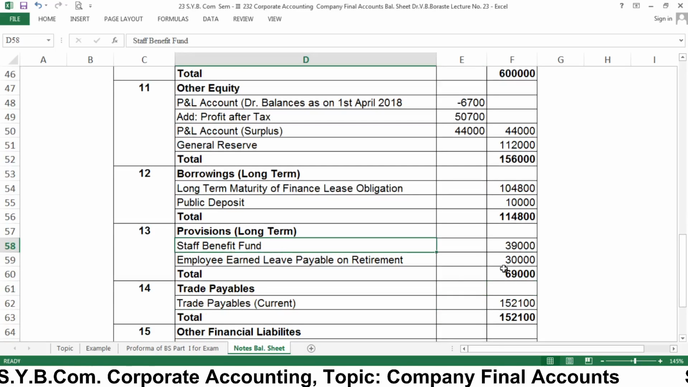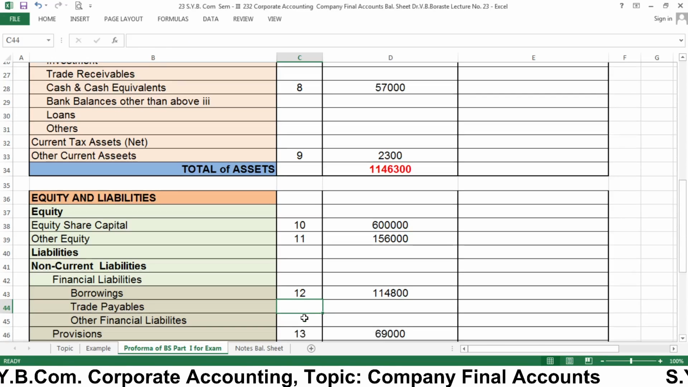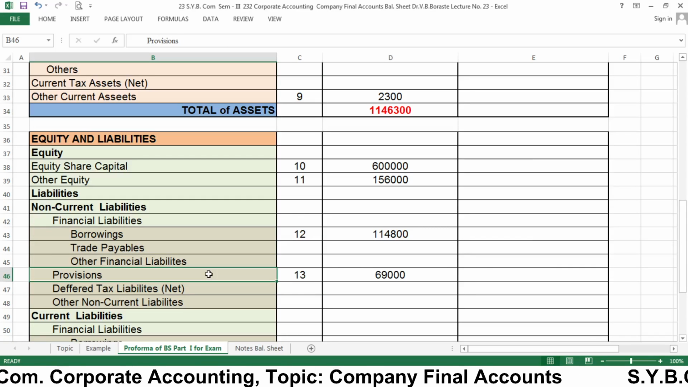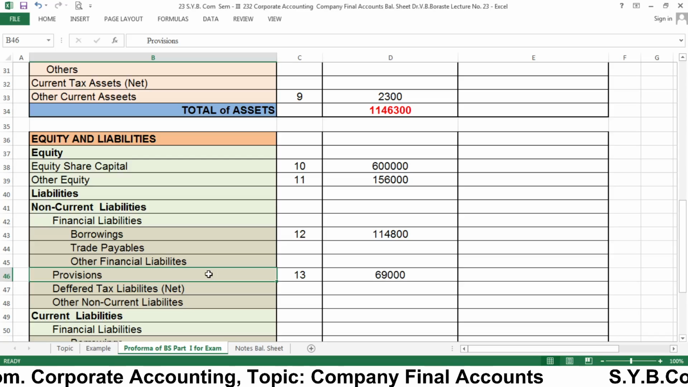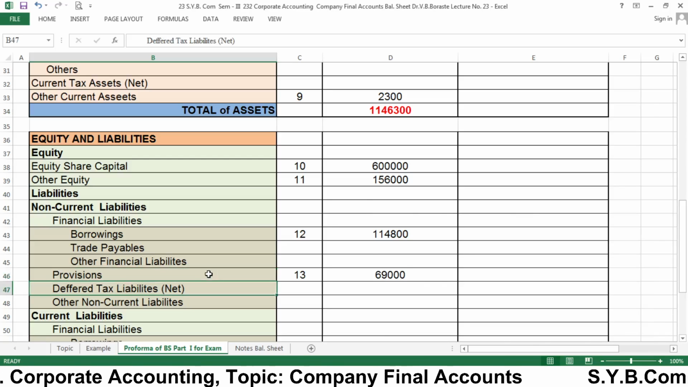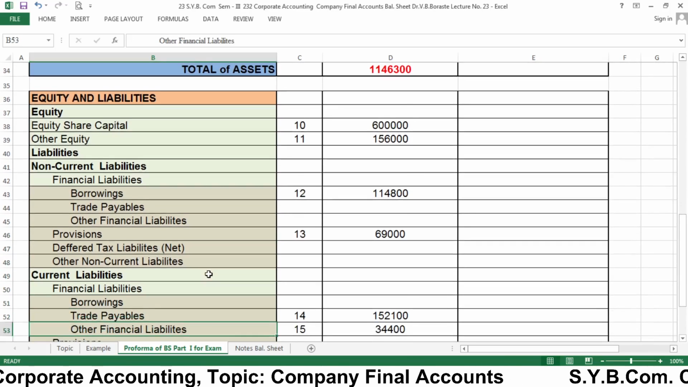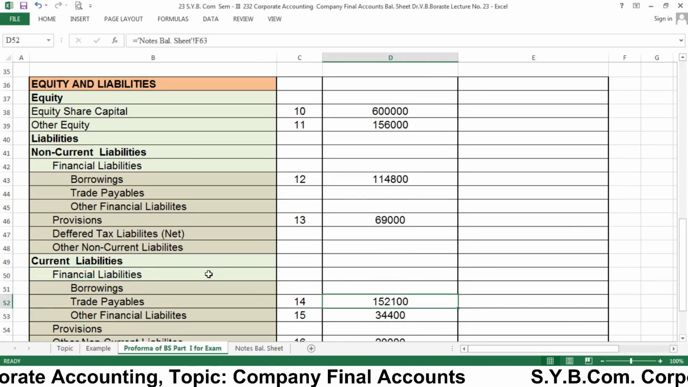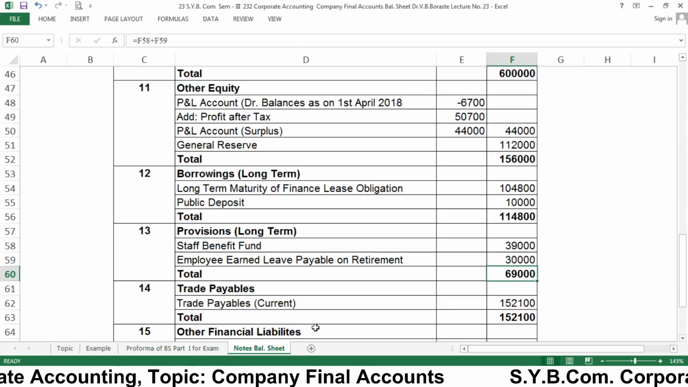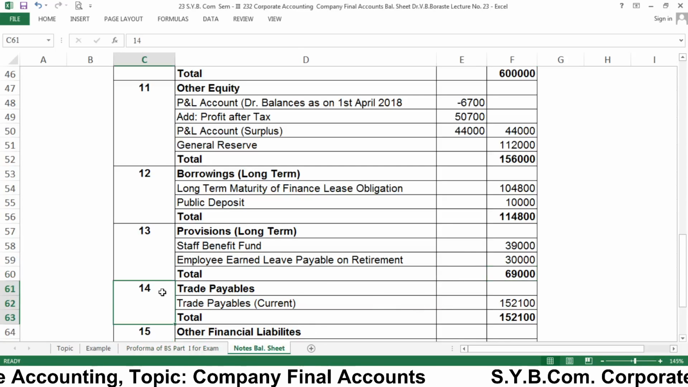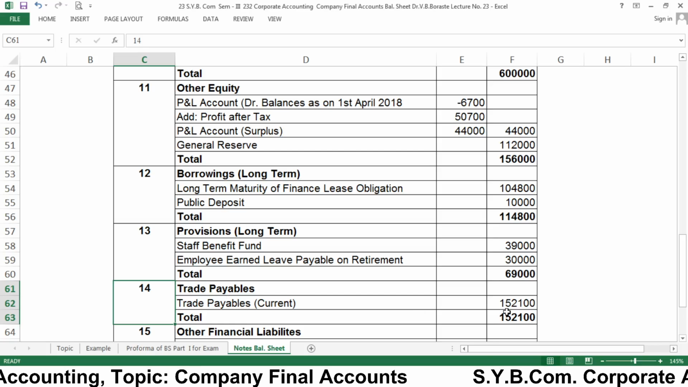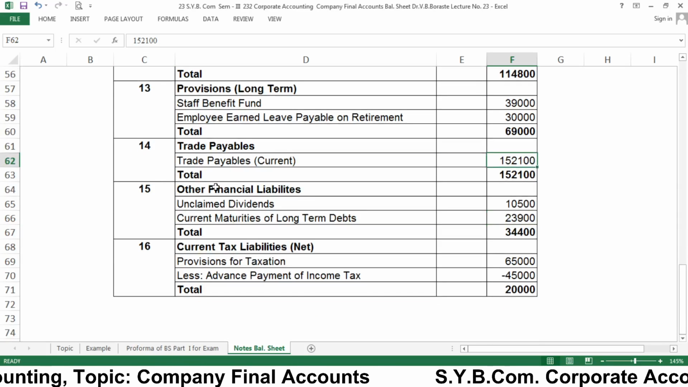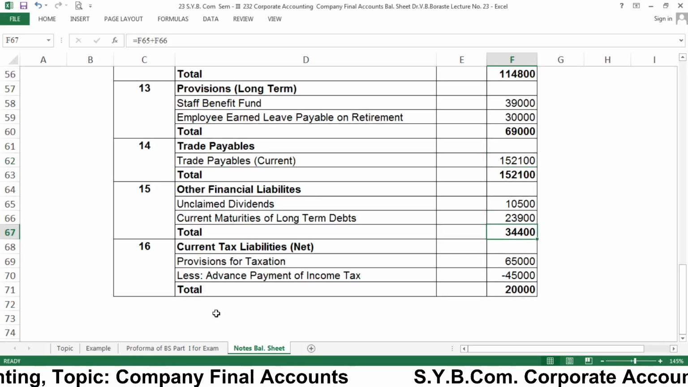Then provisions, that is 69,000. Here you can see the provision of rupees 69,000 under the major head non-current liabilities. Then there is deferred tax liability, if any, which we have to mention. Then current liabilities, that is financial liabilities, borrowings, trade payables. Here the amount of trade payables is 1,52,000, taken from note number 14. After that, there are two liabilities, first other financial liabilities of 34,400.